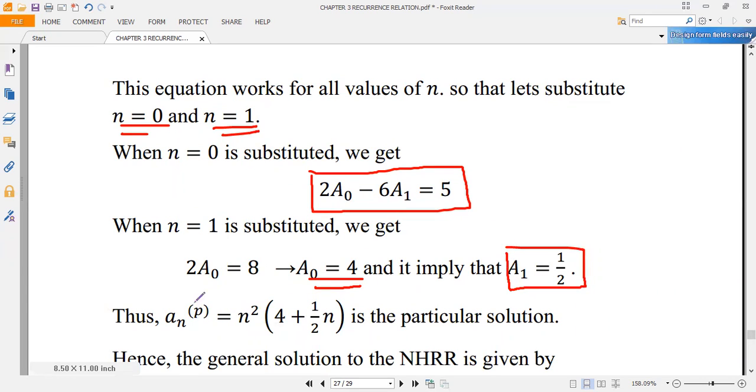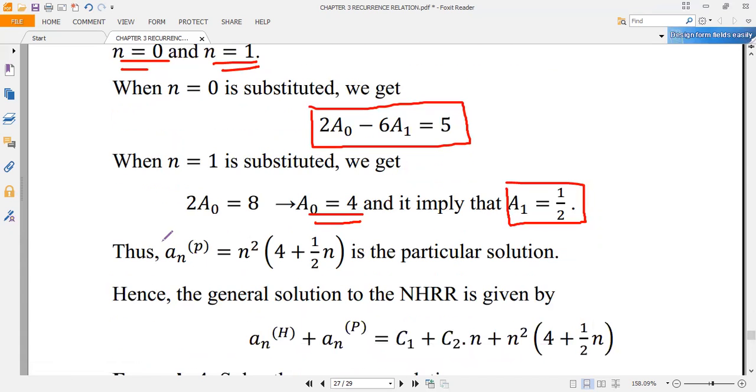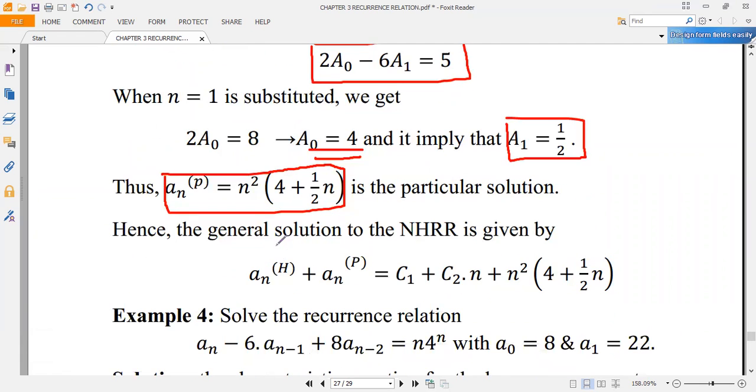So the particular solution to the non-homogeneous part becomes this one. Hence, the general solution to the given non-homogeneous linear recurrence relation is the sum of the homogeneous part and the non-homogeneous part. So it becomes this one.